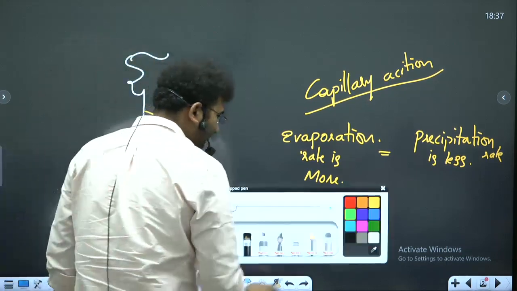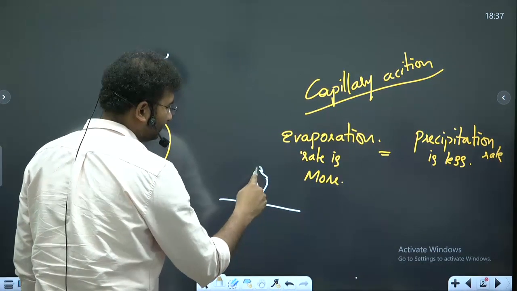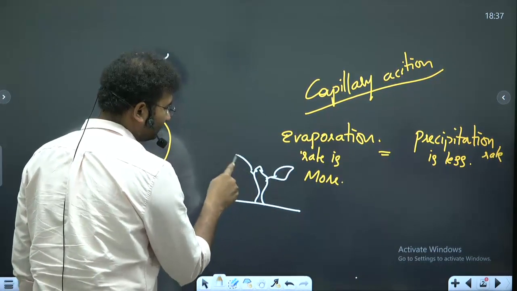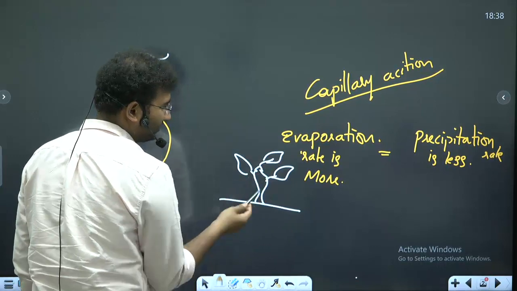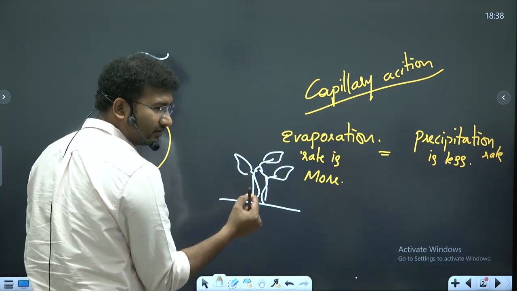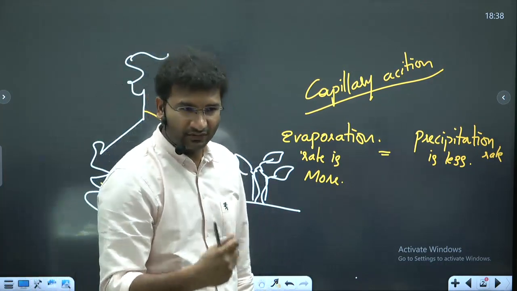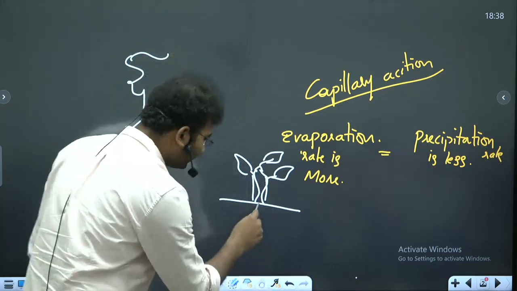You go to the desert. If this is your plant, the thickness of the stem is very high. Why? Because the stem will store the water in itself. The stem stores the water in the form of a gel. And look at their roots.